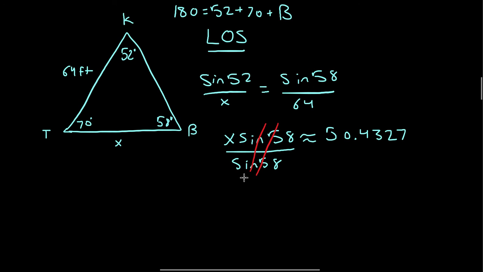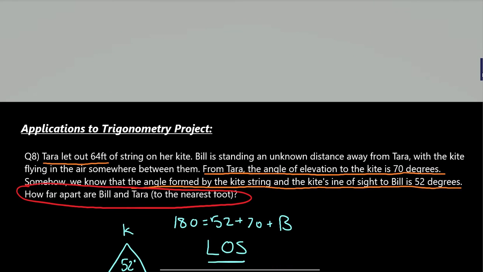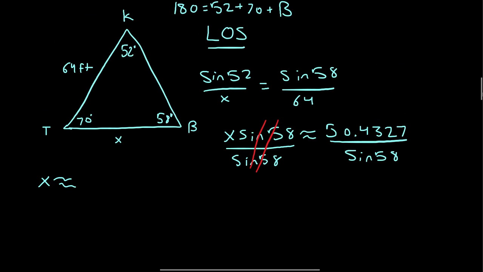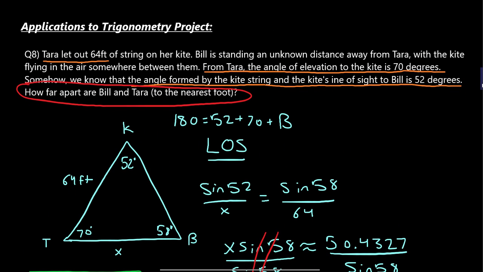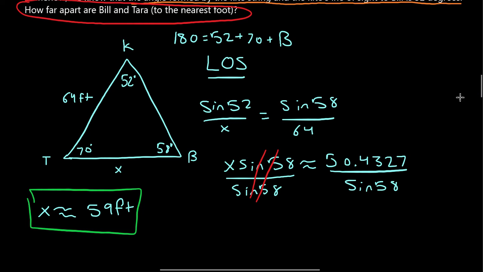So we're going to be left with x is roughly equal to 50.4327 over the sine of 58. Remember it asks us to find it to the nearest foot. So x is roughly equal to 59 feet. This is how far Bill and Tara are away from each other to the nearest foot. Okay, that's it.